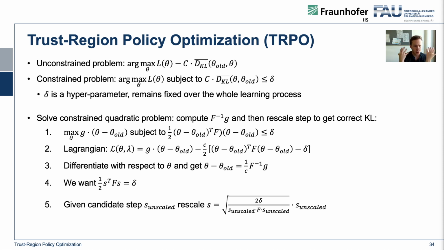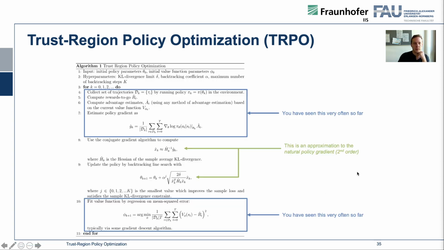What you actually do is you solve a constrained quadratic problem using the inverse of your Hessian times your gradient, and then you rescale to get your correct KL divergence. This is something I will not go into. If you are interested, you can follow the papers I mentioned. But this is basically two additional things that you do to rescale your gradient updates. So this is TRPO on one slide.